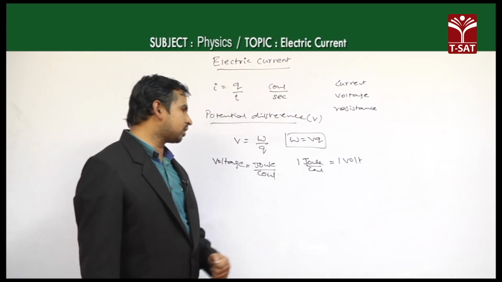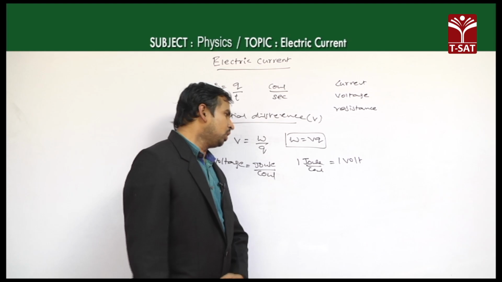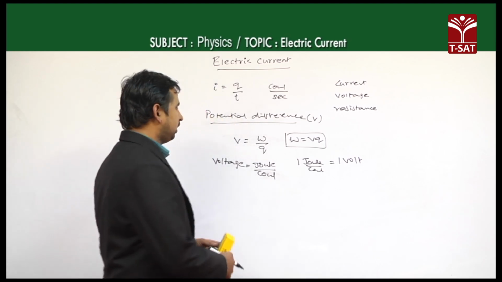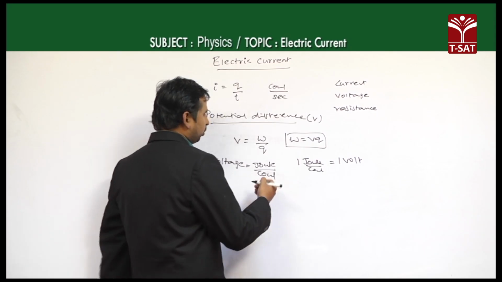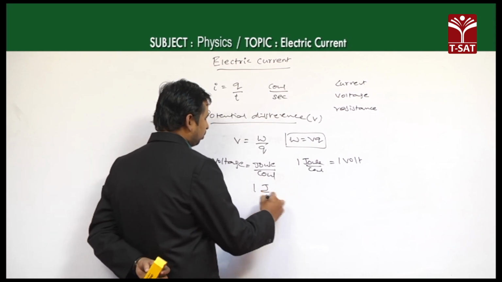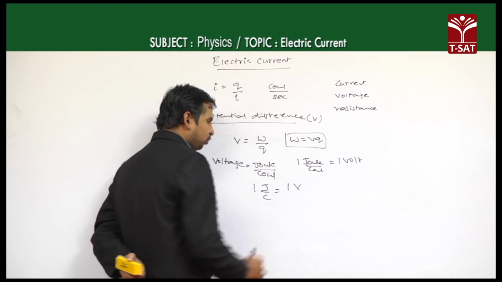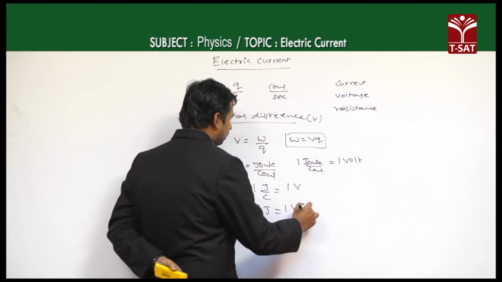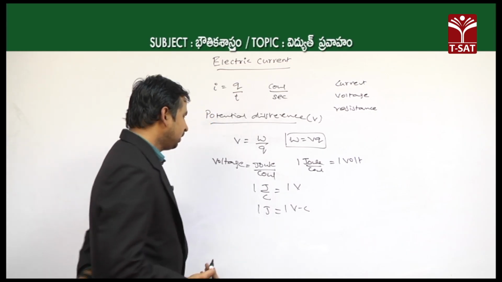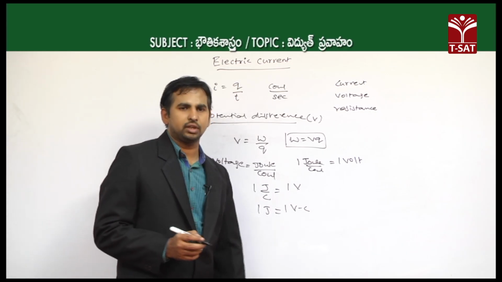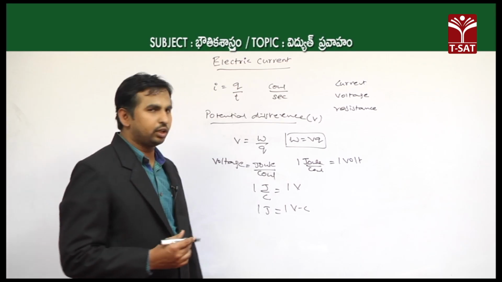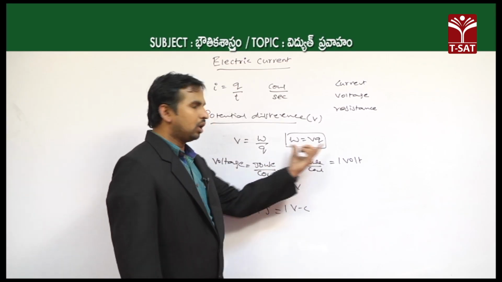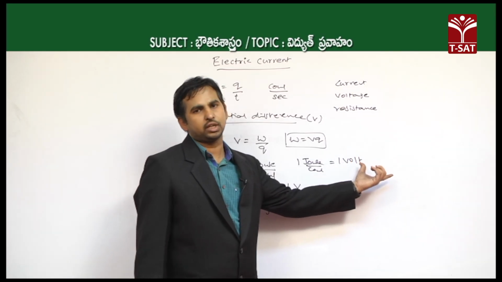From this you can also write 1 joule per coulomb is equal to 1 volt. Or 1 joule is equal to 1 volt coulomb. Depending on the given case, we have different units for voltage. In terms of work we can write joule per coulomb, or directly we can write volt.